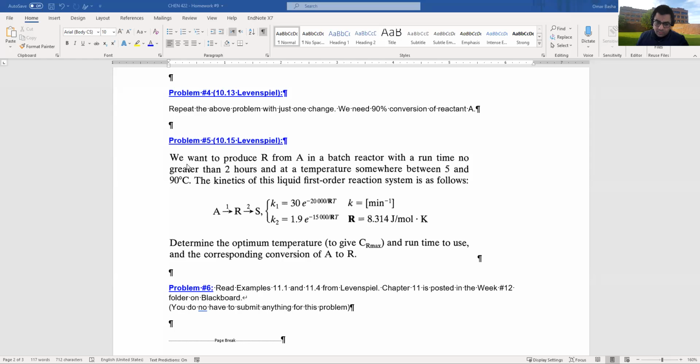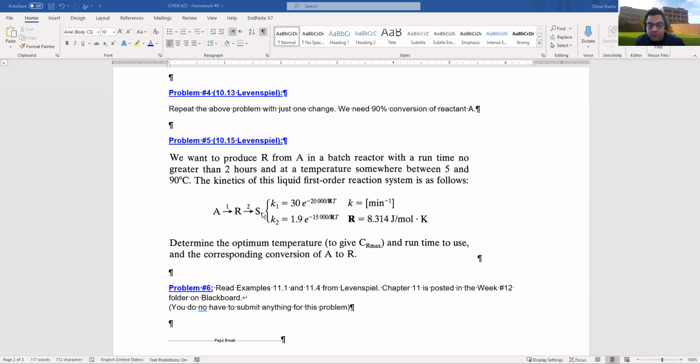We're now looking at problem number 5. And in this problem, it's 10.15 from Levenspiel. You're being told we want to produce R from A in a batch reactor with a runtime no greater than 2 hours and at a temperature somewhere between 5 and 90 degrees Celsius. Okay, so batch reactor, your A goes to R, your runtime is 2 hours, and you want to operate between 5 and 90. The kinetics of this liquid first order reaction system is as follows.